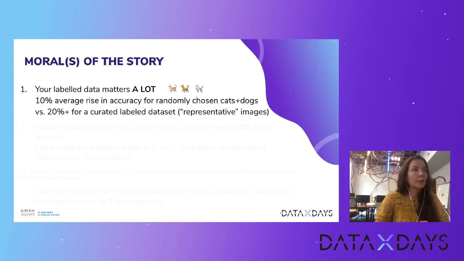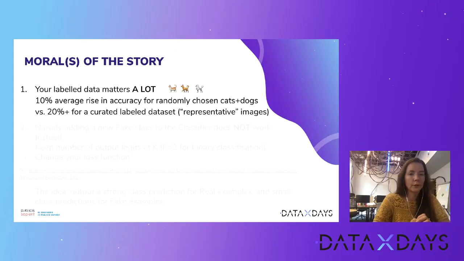So if you have very few labeled data points, your results will differ a lot based on which images you chose to label. So one thing I did was I averaged the same experiment over, I think, about 10 different runs where I randomly chose 50 dogs and 50 cats. The average increase in accuracy over the supervised benchmark that I got with the semi-supervised GAN was only 10%, versus what I refer to as a curated label dataset, where I chose the more representative images, which is where I got the improvement of over 20%.